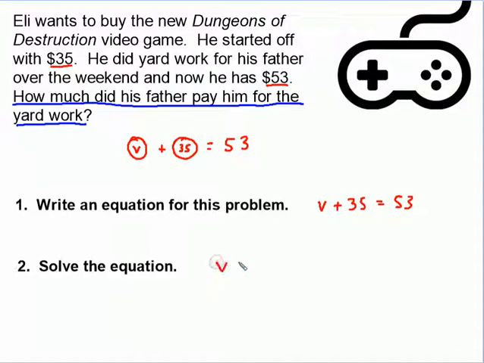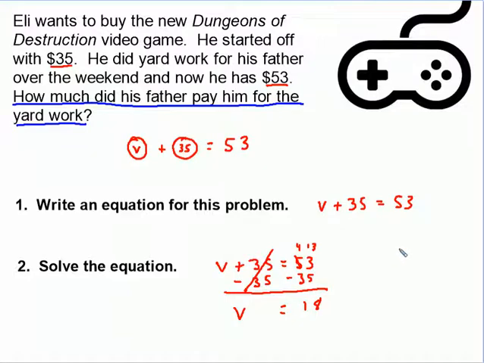Now we just need to solve that equation. V plus 35 is equal to 53. We subtract 35 using our inverse operations to get v all by itself. And whatever we do to the left side, subtracting 35, then we also do to the right side. Cross that out. That leaves us with v plus 0, which is just v. And then we subtract 35 from 53. You can't get 5 from 3, so we have to borrow 1 from here, and that gives us 13. 13 minus 5 is 8. And that leaves us with 1. So v is equal to 18.